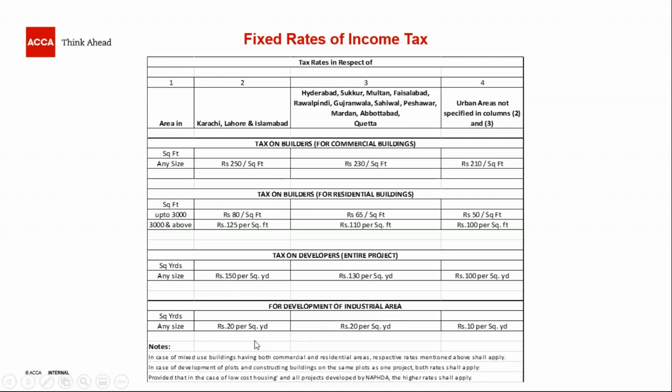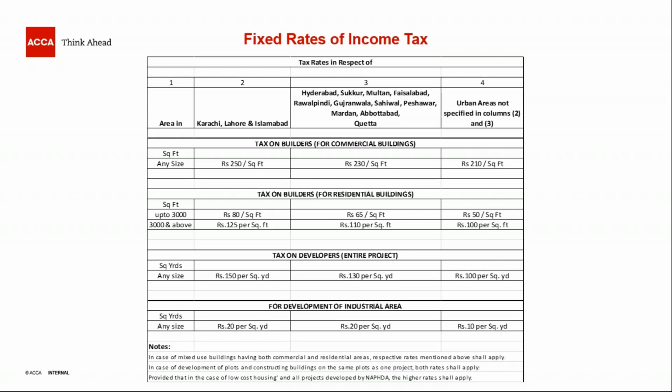For development of an industrial area, so now that's being separated for the developers, for development of an industrial area of any size in Lahore, Karachi, Islamabad, the fixed rate of income tax would be only 20 rupees per square yard. And it would be the same for the urban centers appearing in column 3. And it would be even half at just 10 rupees per square yard for any urban center other than in column 2 and 3.